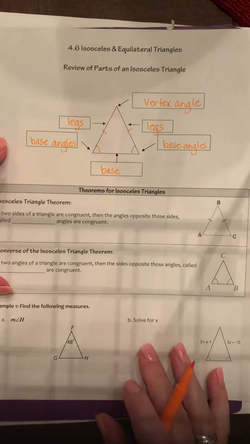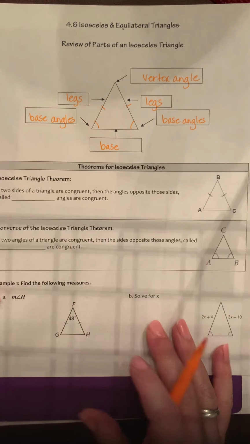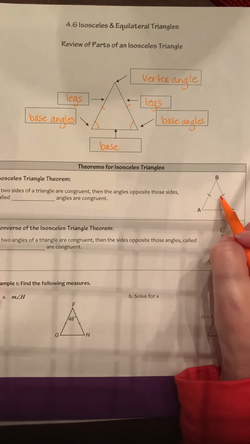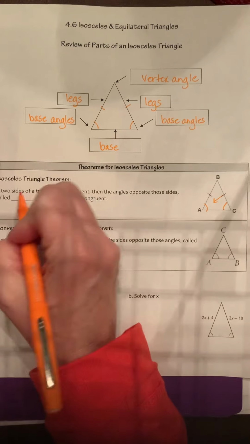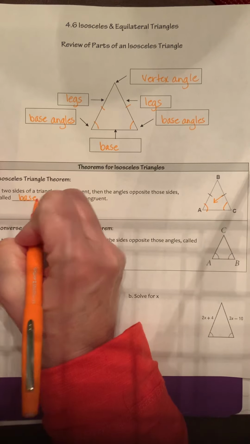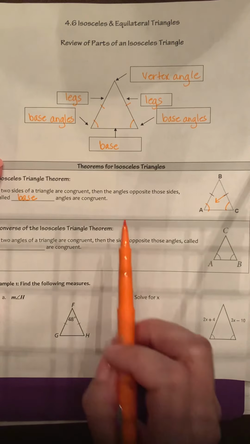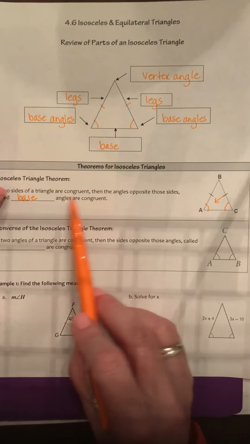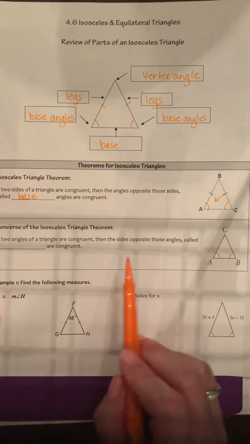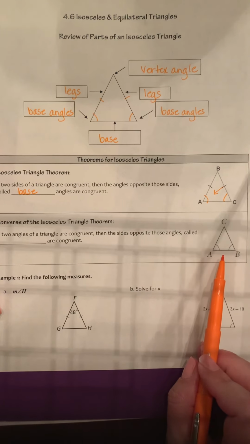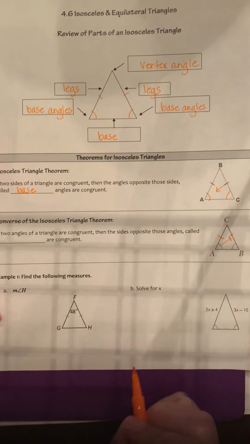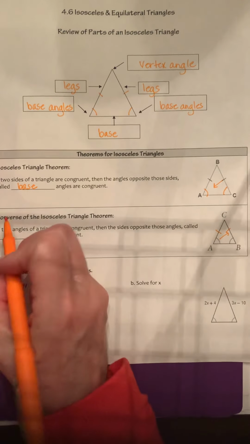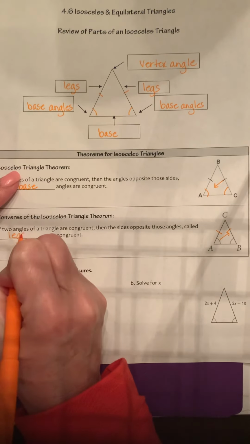So the isosceles triangle theorem says if two sides of a triangle are congruent, then the angles opposite those, called the base angles, are also going to be congruent. And the converse would be switching if P then Q to if Q then P. So if two angles of a triangle are congruent, then the sides opposite those angles are going to be congruent, and those sides are called the legs.